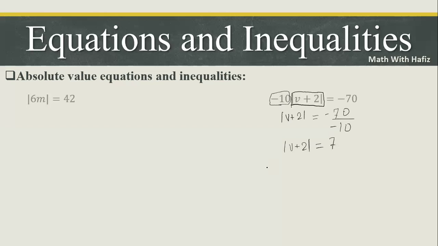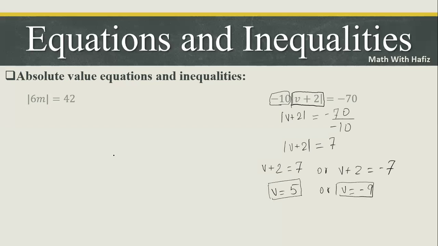From here, we will get two possible values, which are v plus 2 equal to 7, or v plus 2 equal to negative 7. And from here, v will be equal to 5, or v will be equal to negative 9. So there are two possible values.